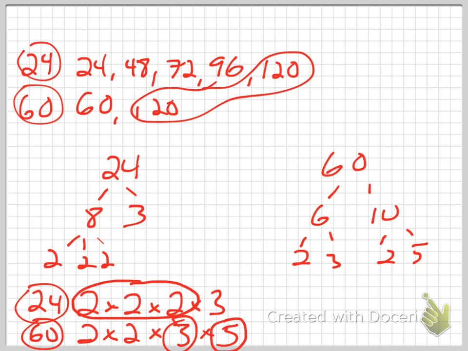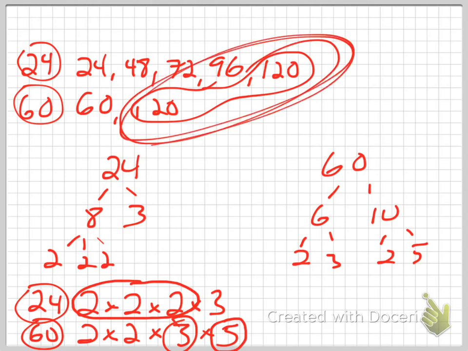What is 2 times 2? 4. What is 4 times 2? 8. What is 8 times 5? 40. What is 40 times 3? 120. We had already established that it was 120 up here, right? But the other way is just as effective, if not more effective, when you're dealing with big numbers, right?